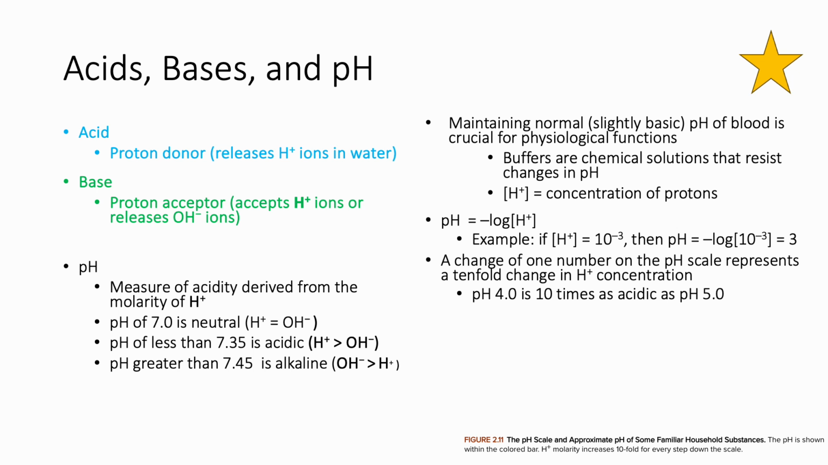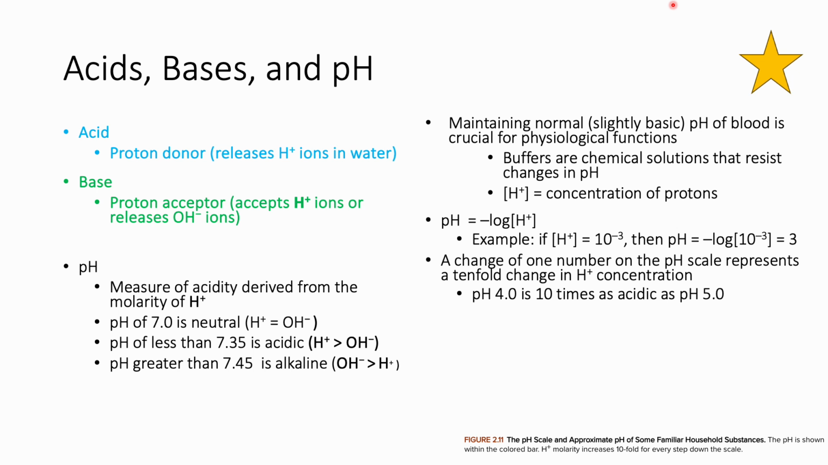Here's that term again. So pH is the measure of acidity derived from the molarity of hydrogen ions. A pH of 7 is said to be the neutral pH. When you have a pH less than 7.35, we're said to be acidic. If it's greater than 7.45, we say that solution is basic. So it is determined by the hydrogen ion concentration, because basically it is your proton concentration.